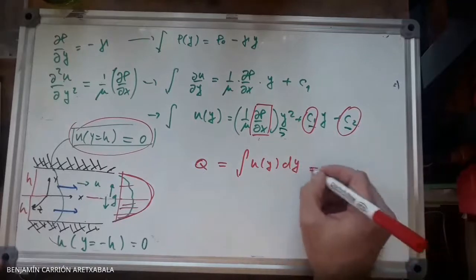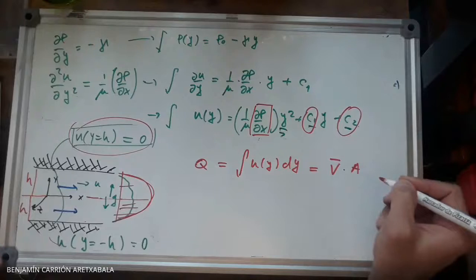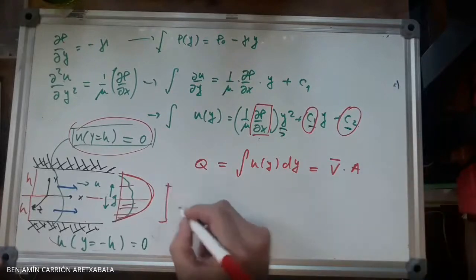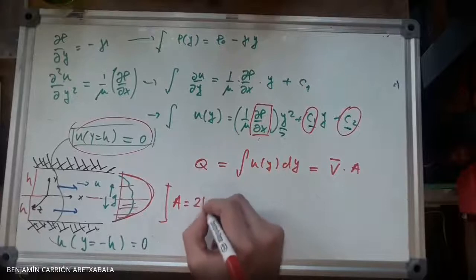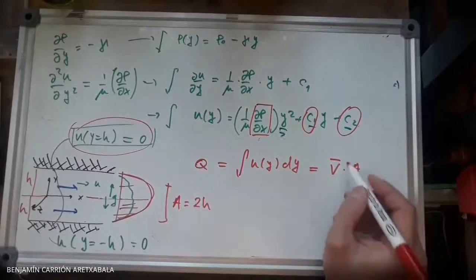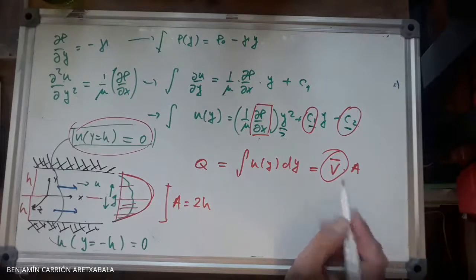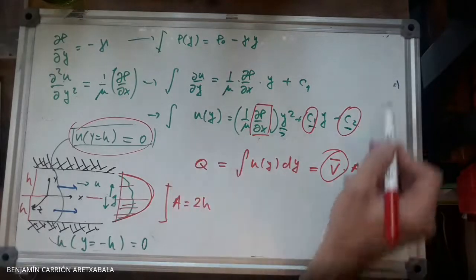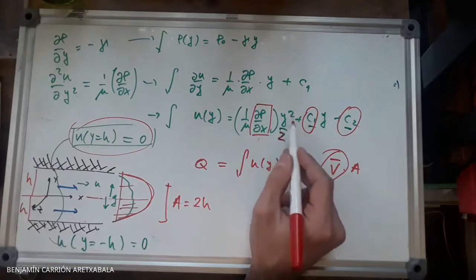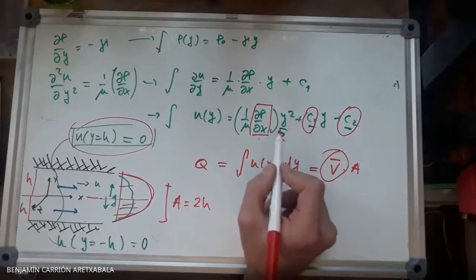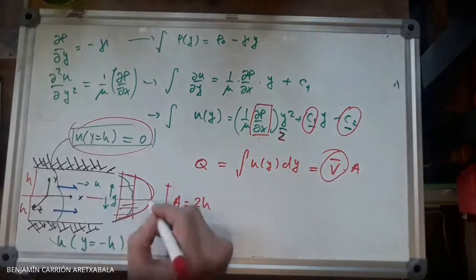Okay, and this is going to give you an average velocity times an area. In this case, the area is just, if we do it per meter of width, 2h. So you could compute the mean velocity if you integrate this equation. This is just a quadratic equation in y, so the average is going to be something like a factor of the maximum.